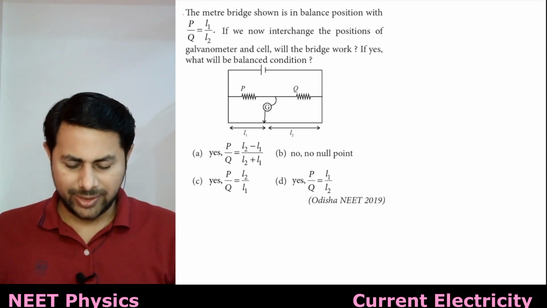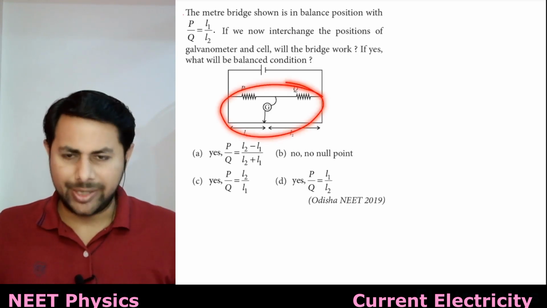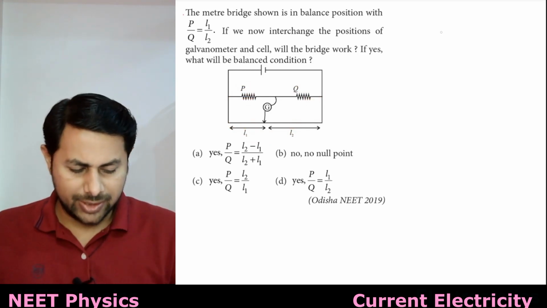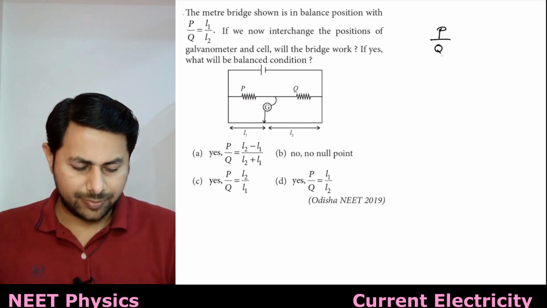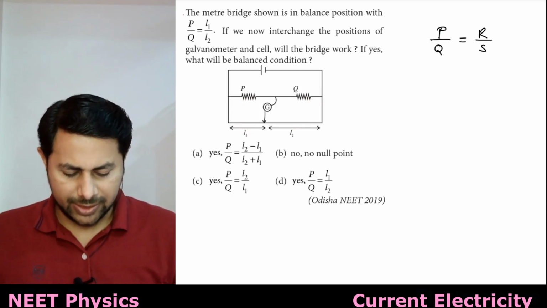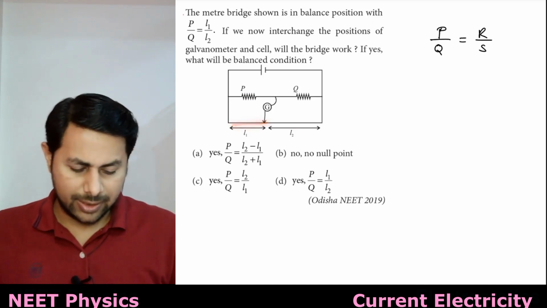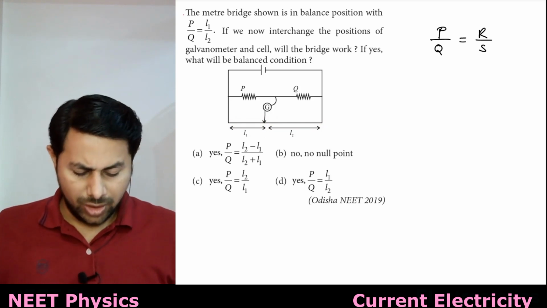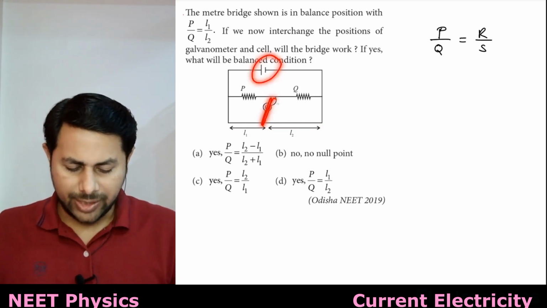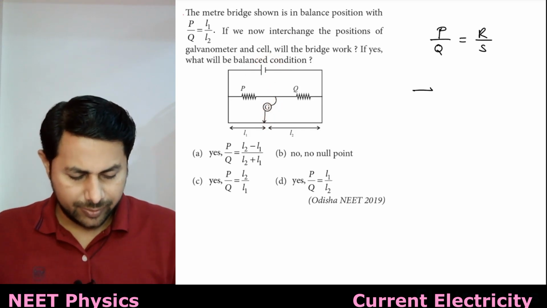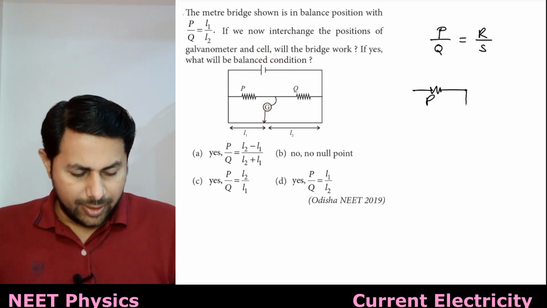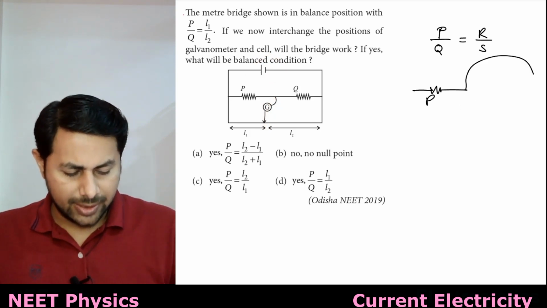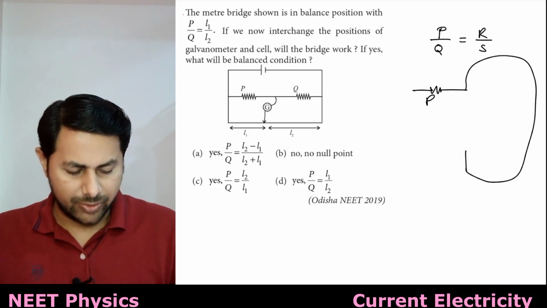So what's given? You have this meter bridge, and they say that P by Q is equal to L1 by L2. So it's just like P by Q equals R by S. Suppose the resistance of this one is R, and the resistance of this one is S. Now, if you replace the galvanometer with a cell, you connect the cell in this branch. You can connect it like this, or like this, it does not matter. Here you have connected a cell.